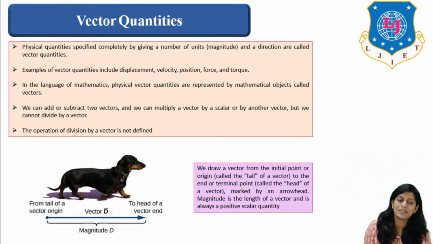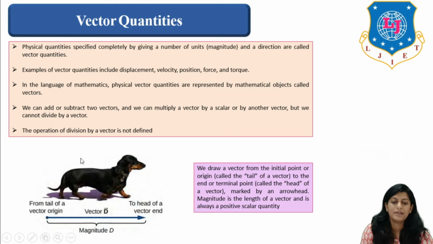We can even multiply a vector by a scalar or by any other vector quantity as well, but we cannot divide a vector. This is very important, that we cannot divide a vector by a vector, right? We can divide a vector by a scalar quantity, but we cannot divide a vector by another vector. So this should be remembered: we can add or subtract vectors, we can multiply a vector with either a scalar or any other vector quantity, but we cannot divide a vector by another vector. We can only divide a vector by scalar quantities. This is important. The operation of division by a vector is basically not defined, right? So it is not defined.